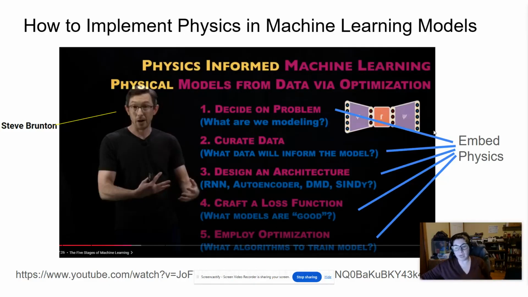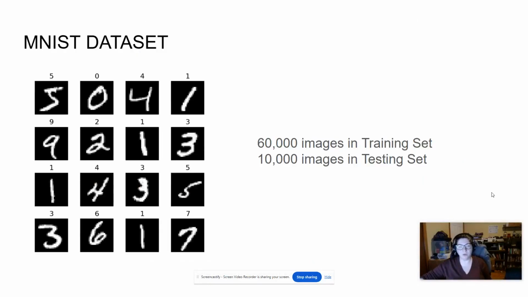So I'll be embedding physics into the data beforehand, like feature extraction. And for my experiment, I used the MNIST dataset, which is a set of hand-drawn digits from 0 to 9. There are 60,000 images in the training set and 10,000 images in the testing set. I use this because it's a very standardized, well-known data set that is available and small enough to work on localized computers.